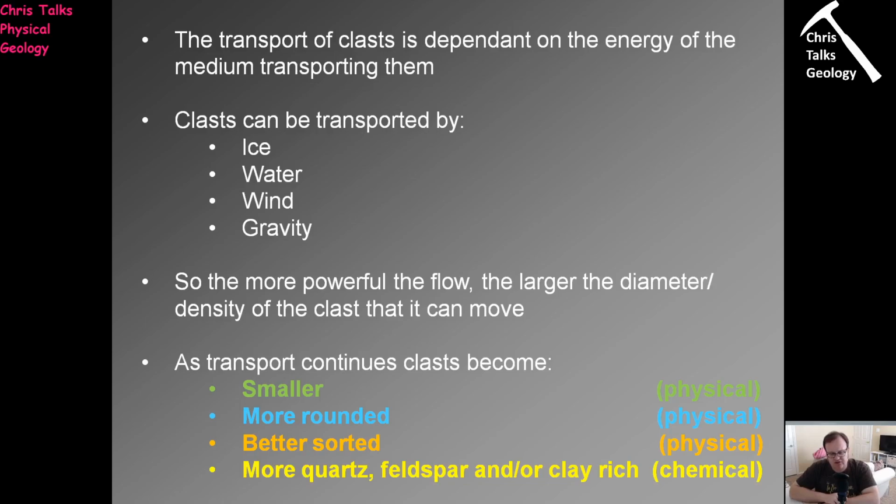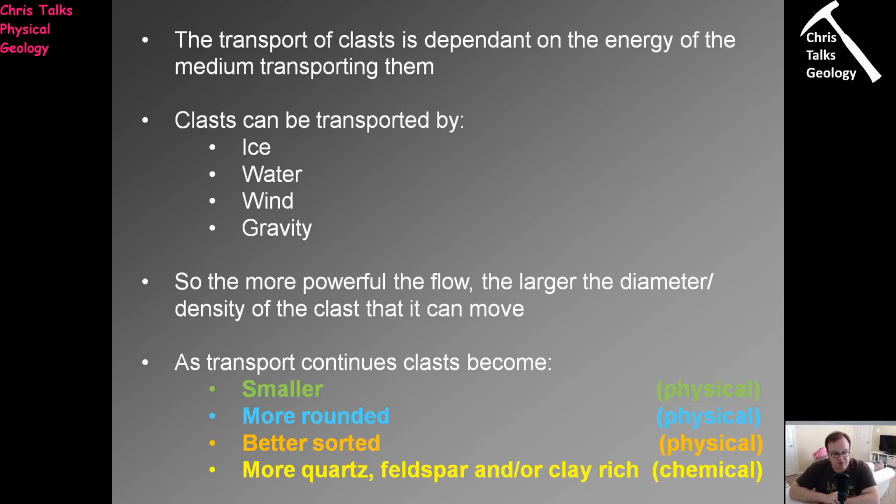Now, we've already touched on the fact that as a clastic sediment is transported, the clasts within that sediment will be eroded physically, and over time the clasts will become better rounded, better sorted, and smaller. There is one more change that will also take place though, and that's a chemical change in the sediment. So the longer the sediment is transported for, the more time chemically reactive minerals have to be lost. So a chemically reactive mineral is typically a mineral that will often react with water. Good examples of chemically reactive minerals are minerals like biotite and olivine.